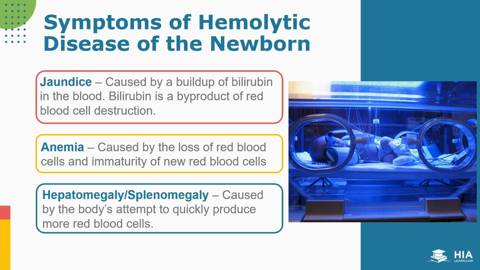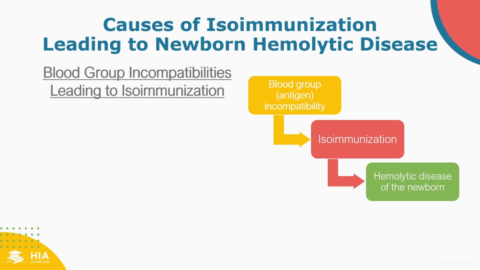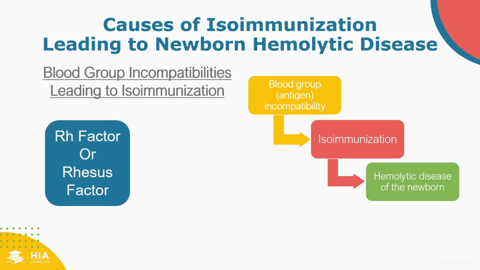It's important to note that these conditions may have other causes, so while their presence is suggestive of hemolytic disease, they are not a definitive confirmation of this diagnosis. The most common cause of isoimmunization and newborn hemolytic disease is blood group incompatibility, related to the presence or absence of antigens on red blood cells, specifically Rh or rhesus factor incompatibility or ABO incompatibility.